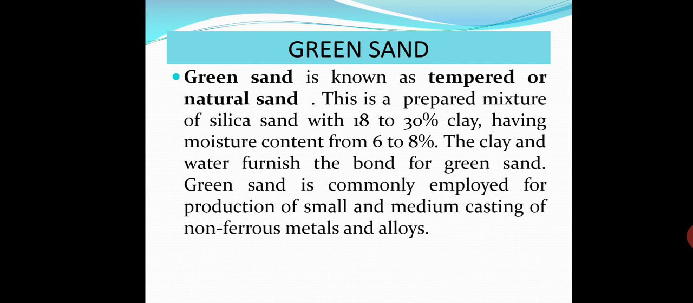This sand is very cheap, so it is generally used for molding, but for very large scale casting this green sand is not used. So the composition is silica with 18 to 30% clay and 6 to 8% moisture. The clay and water furnish the bond for green sand.